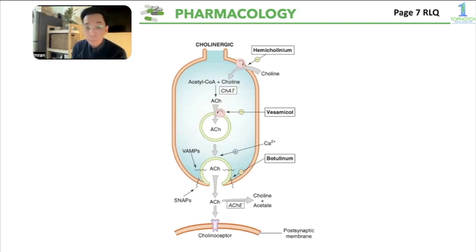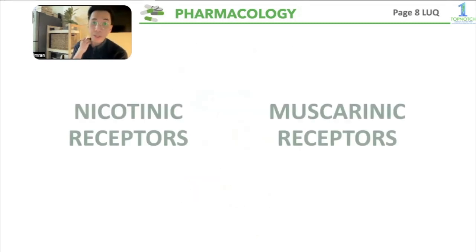So, important there to know are their inhibitors. Hemicholinium, for the entry. Vesamicol for the transporter, and the attachment of our vesicle to the membrane of the presynaptic neuron is inhibited by botulinum. Okay? So those are your inhibitors. So next, in your cholinergic nervous system, there are two main receptors. Remember the nicotinic receptors and your muscarinic receptors.